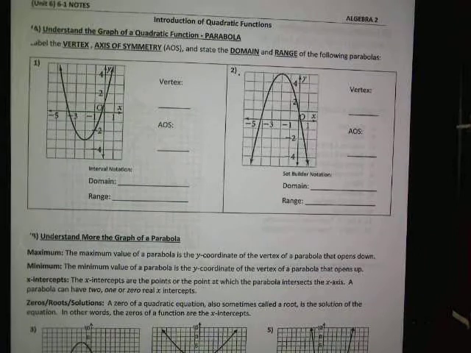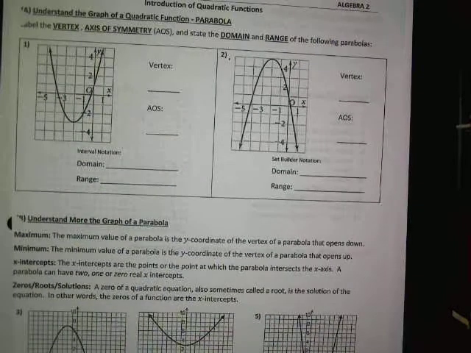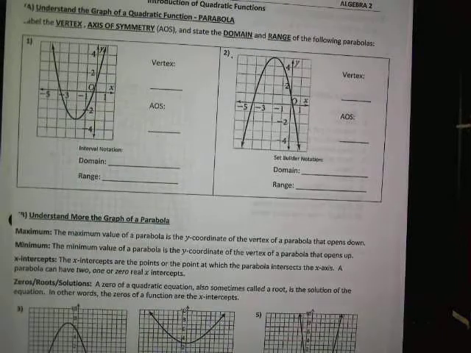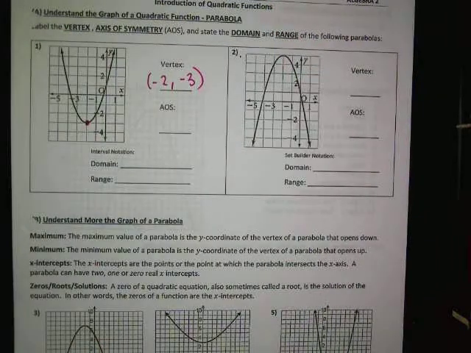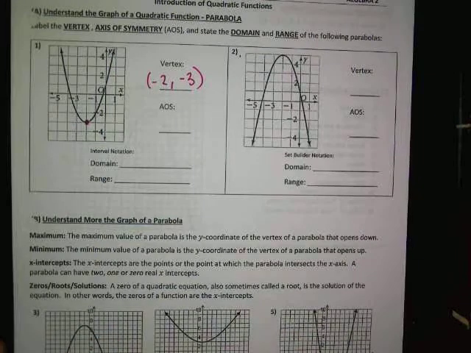For the first part, it says label the vertex, axis of symmetry, and state the domain and range. So once again, this is a review. You should know how to do this. Where is my vertex on number 1? What specific point? -2, -3. That is it. Right here.